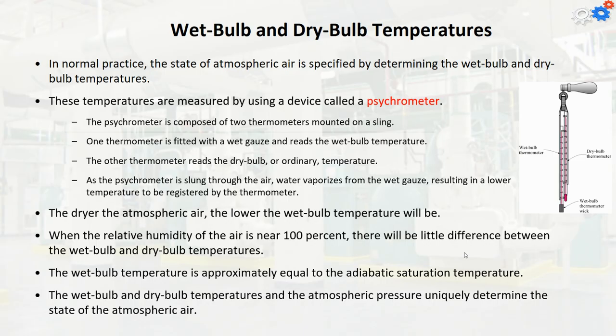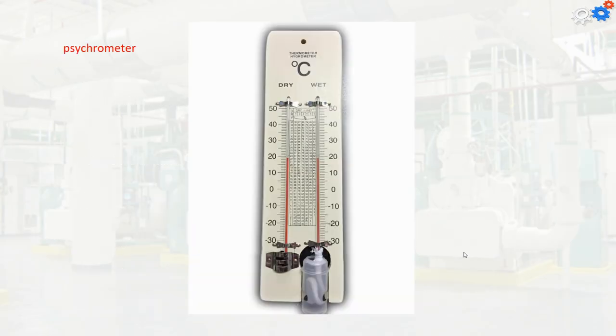The wet bulb temperature is approximately equal to the adiabatic saturation temperature, and the wet bulb and dry bulb temperatures and the atmospheric pressure uniquely determine the state of the atmospheric air.